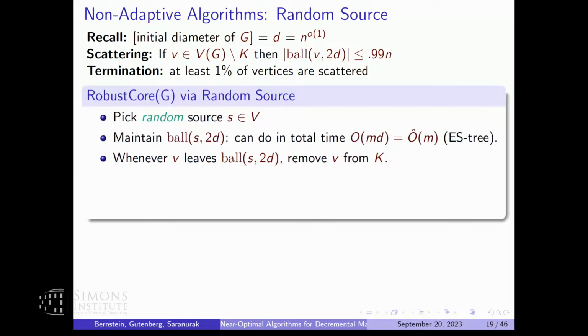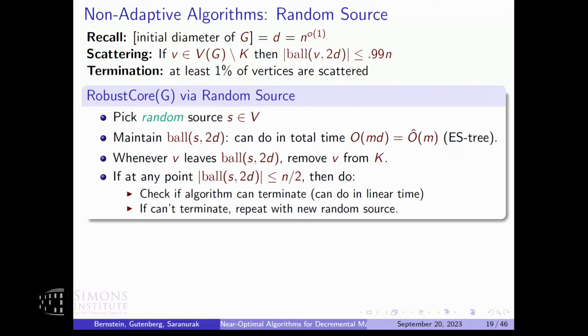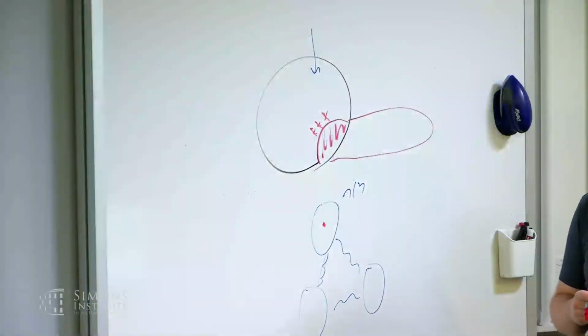So you have your graph, you pick a random source. Initially, your graph has low diameter, so the ball around the random source is the whole graph. Eventually, that ball might lose some vertices, but you just maintain that random ball. At some point, your ball might become too small. Maybe your random source is here, and the graph is decomposed, and in that case, you can terminate.